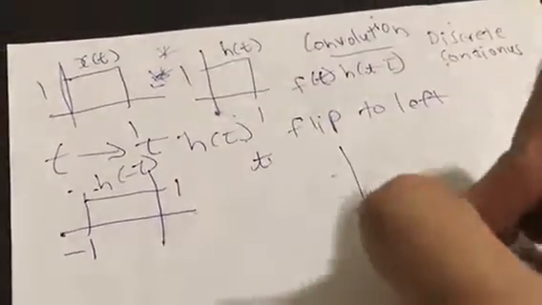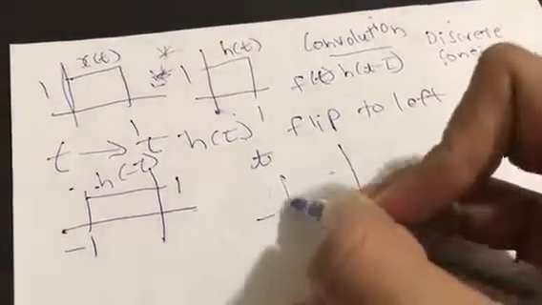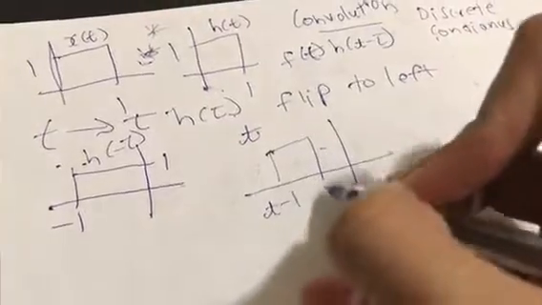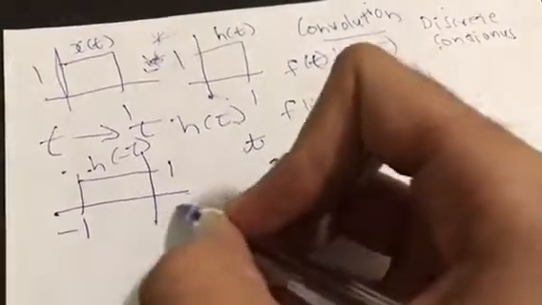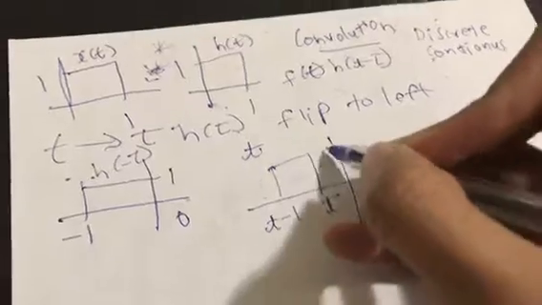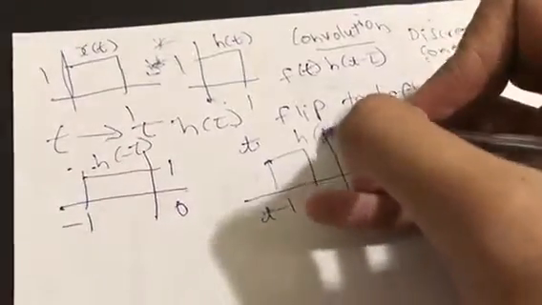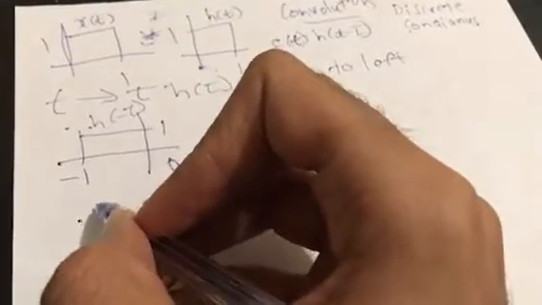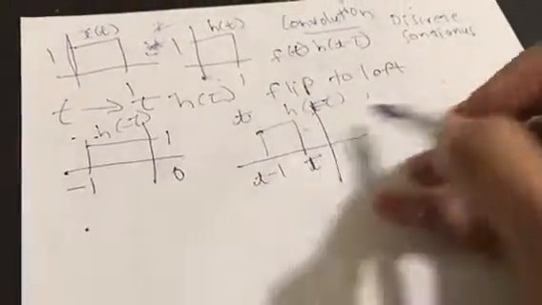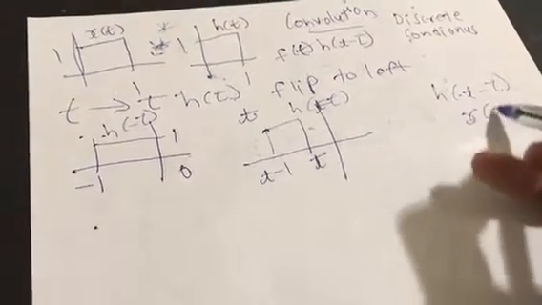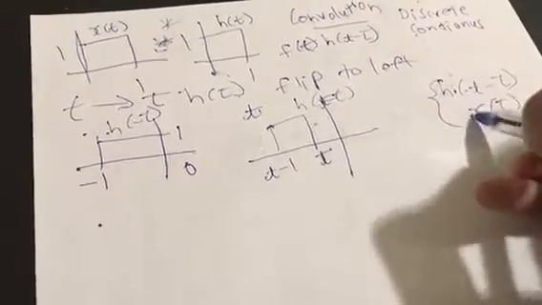Here we get t minus 1 and t. Because we shifted this by t, this is what we get as h of minus tau here, or h of t minus tau to be precise. Now we begin the main process. We have to find the range where h of t minus tau will overlap x of tau. We have to find the overlapping regions for these two.